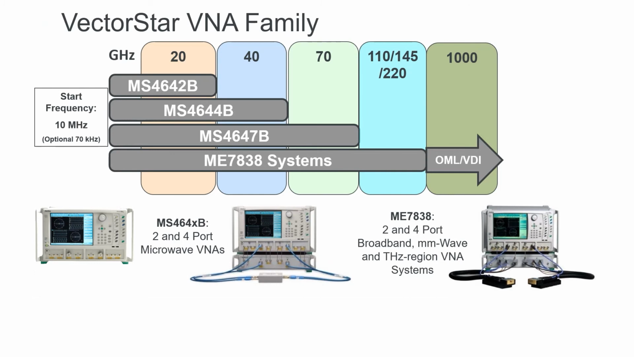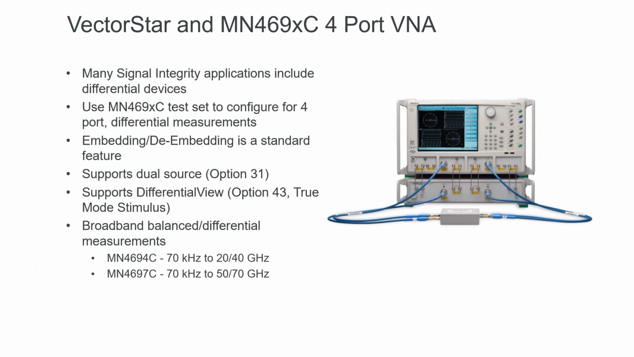But we're going to concentrate on the picture that's in the middle and the bottom there. That's our 4-port system. It consists of our 2-port mainframe VNA plus the multi-port test set, which combines the 2 ports on the mainframe with the 2 ports on the test set to create a 4-port system. So this is our VectorStar with the test set. Signal integrity applications, being differential in nature, need a 4-port VNA to make all of those measurements possible. So the test set is added.